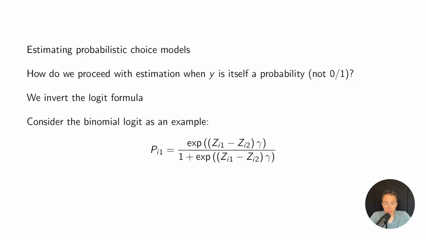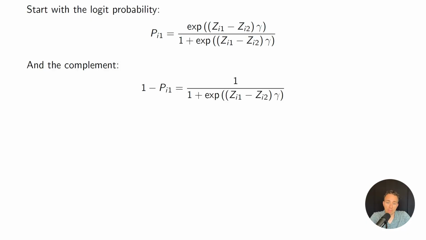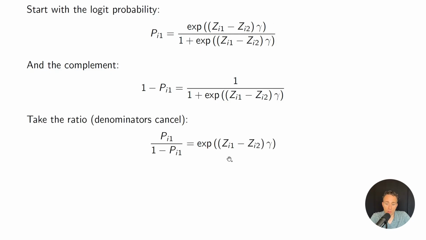We know what the choice probability formula is for that. What we're going to do is compare this formula with its complement, 1 minus p. And what we can notice is that the denominators are the same. So if we take the ratio of these two equations, the denominators will cancel, and we'll be left with just the numerator. Then we can take the log of both sides. That gives us a function of the z's and gamma on the right-hand side, and then we have what's known as the log odds ratio on the left-hand side.